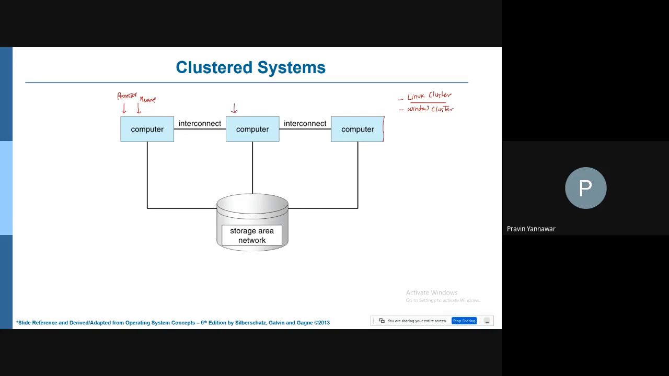This one again has its own processor and its own memory, and this one again has a processor and memory. They also have their own storage, but it is preferred to have a storage area network, called SAN. SAN is a storage area network. This is a common storage for all.